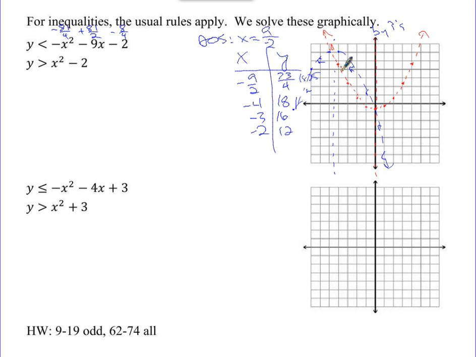And then I'm shading above. So the region that's getting hit is this region right here, this fingernail. And that's your answer. So how about this last one? What should we do?